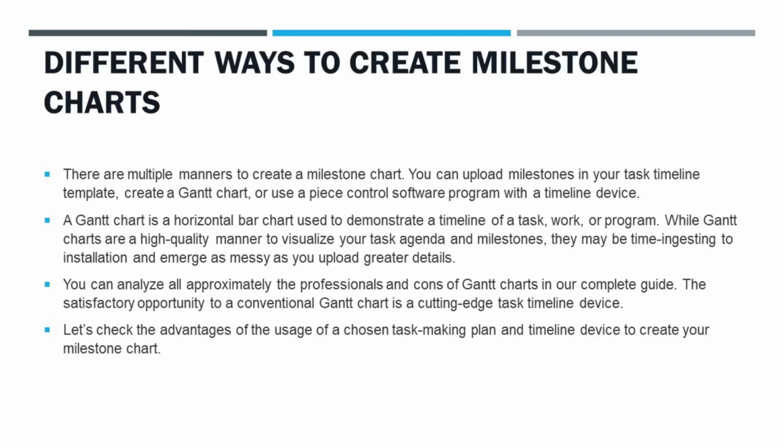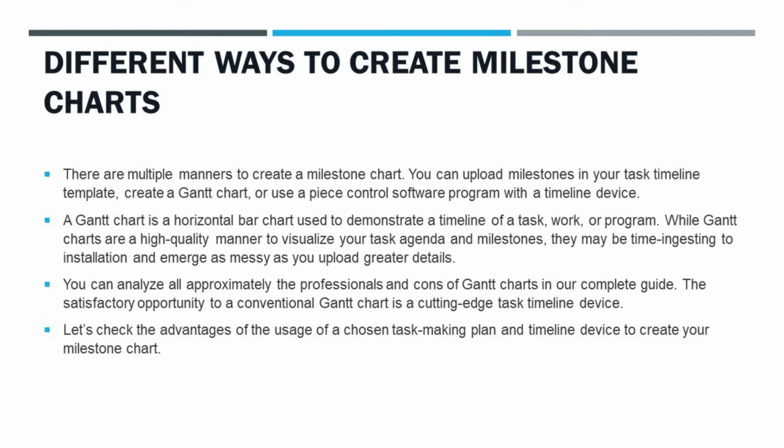Different ways to create milestone charts. There are multiple ways to create a milestone chart. You can add milestones to your project timeline template, create a Gantt chart, or use a work management software with a timeline tool. A Gantt chart is a horizontal bar chart used to demonstrate a timeline of a project, work, or program. While Gantt charts are a great way to visualize your project schedule and milestones, they can be time-consuming to set up and become messy as you add more details. You can learn all about the pros and cons of Gantt charts in our complete guide.